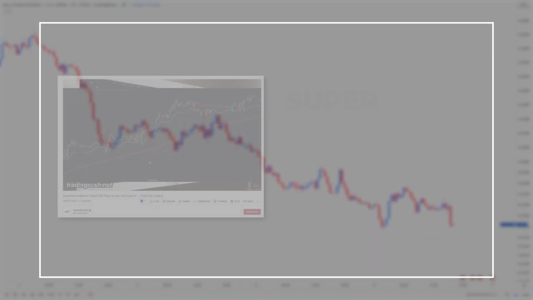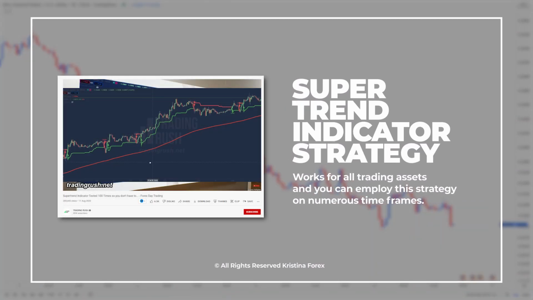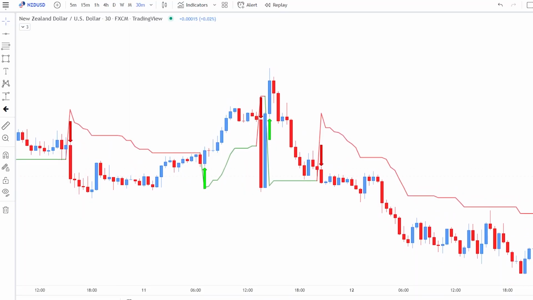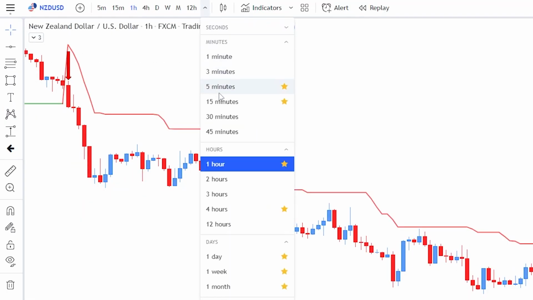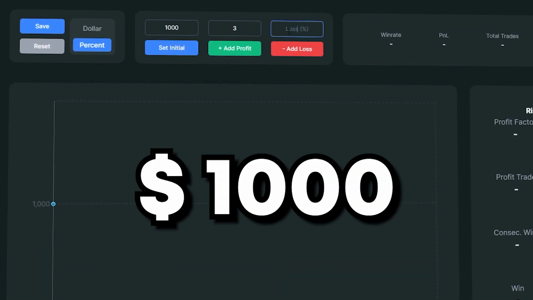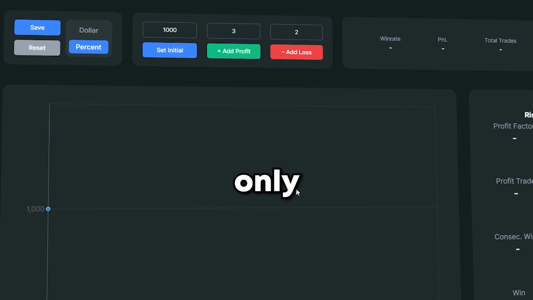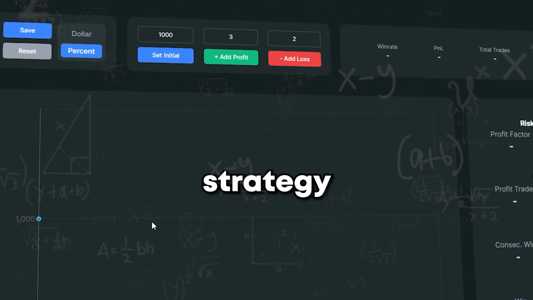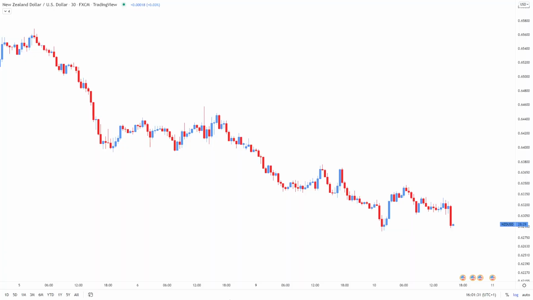So many of you have recommended that this strategy works best on a shorter time frame, so I chose to backtest it on the NZD/USD currency pair, and we will be using 30-minute time frame. And as a cherry on top, I will set up an account with initial $1,000, and we will be only using 1 to 1.5 risk-reward ratio to test this strategy out. So without further ado, let's begin this video.